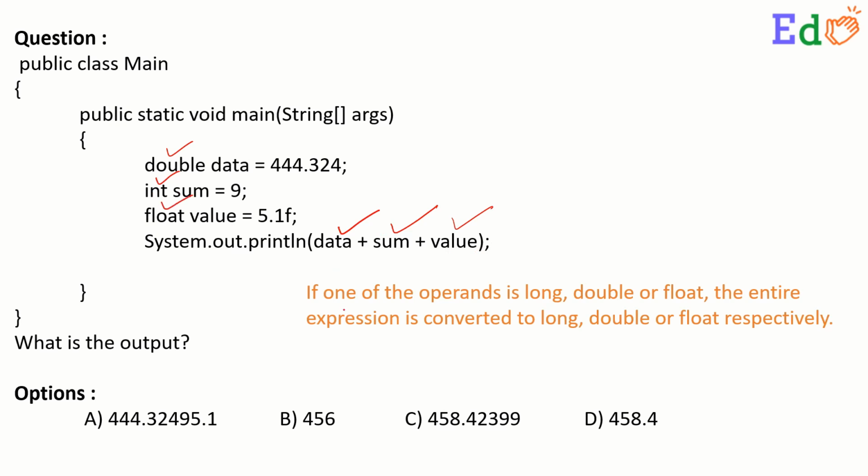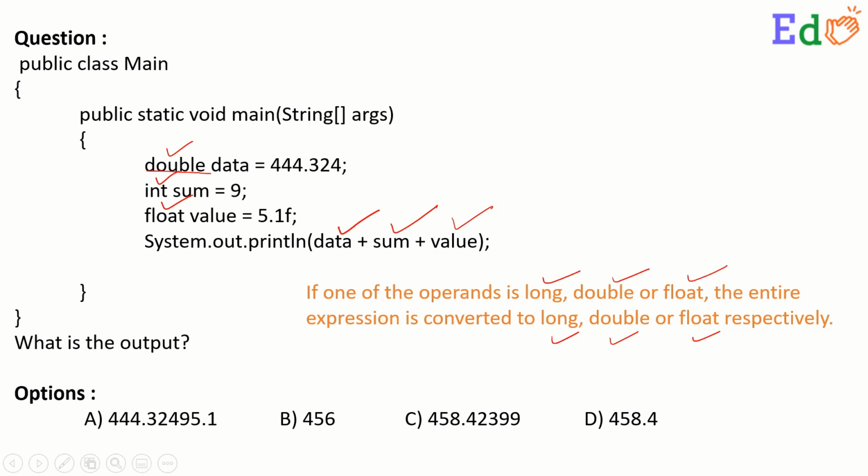So if one of the operands is long or double or float, the entire expression is converted to long or double or float respectively. So here one is double out of these three. So the entire expression, the resultant expression, will be converted to double.